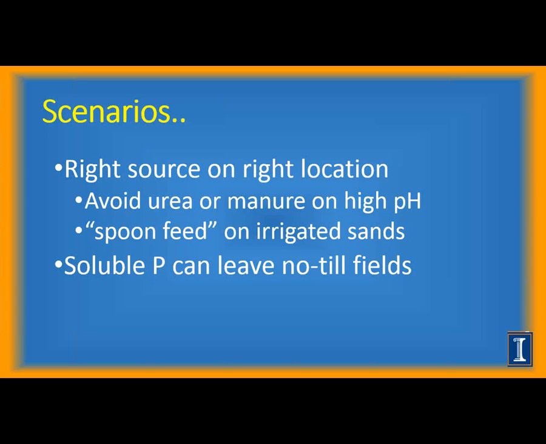Talking about the fact that if you have no-till, it's generally a positive result, but you can have soluble phosphorus leaving no-till fields because phosphorus reacts so well with soil particles, it doesn't move very deeply in the soil, and there's an enriched zone of phosphorus. So if you get water moving across that, it can take that out in the surface waters.